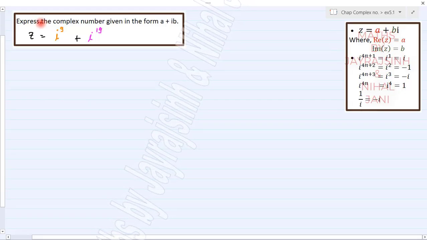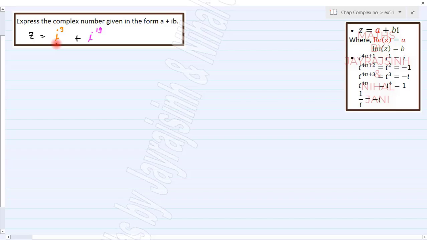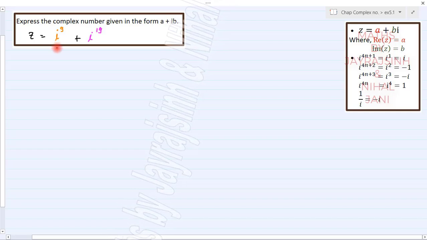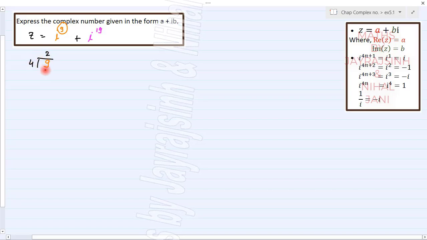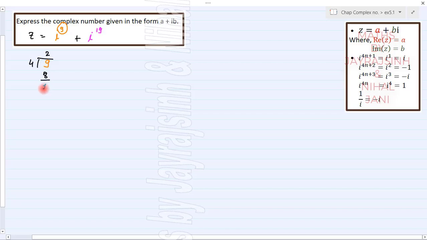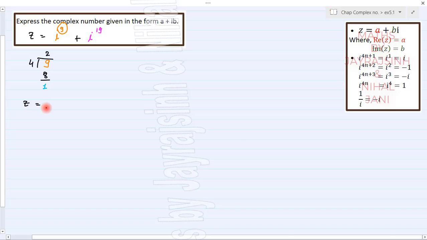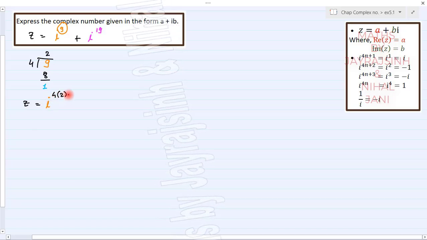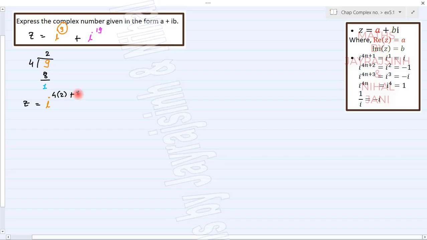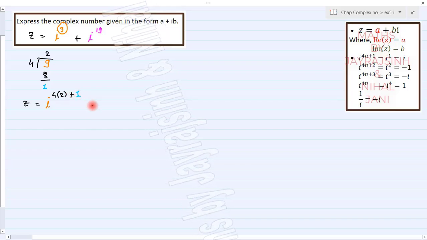Let's simplify our complex number i raised to 9 plus i raised to 19 in the form of a plus ib, and for that we have to divide the power of i by 4. We know that 4 2s are 8, so you will get 1 as a remainder. So we can express your i raised to 9 as i raised to 4 2s are 8 plus 1, which is your remainder.